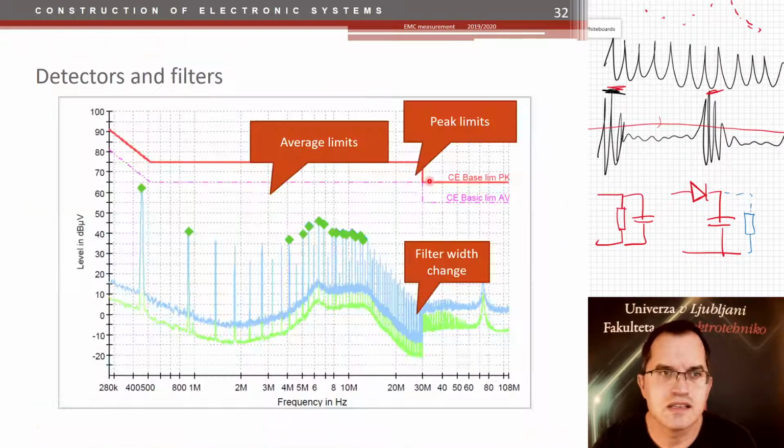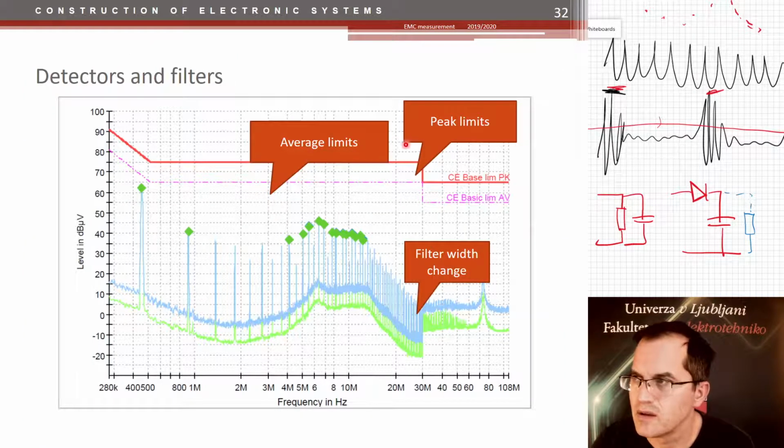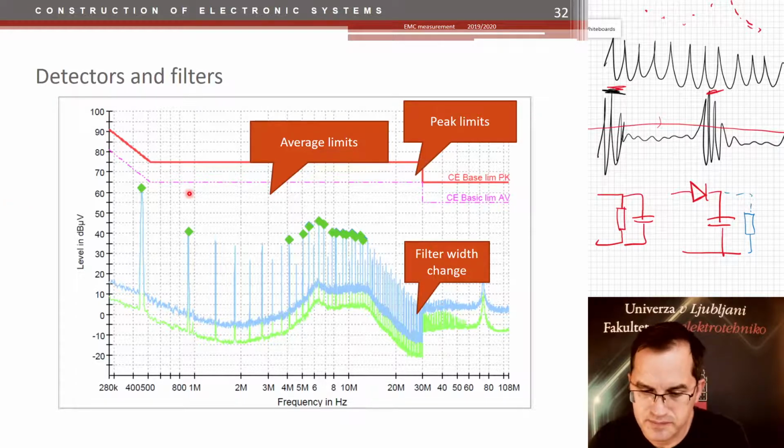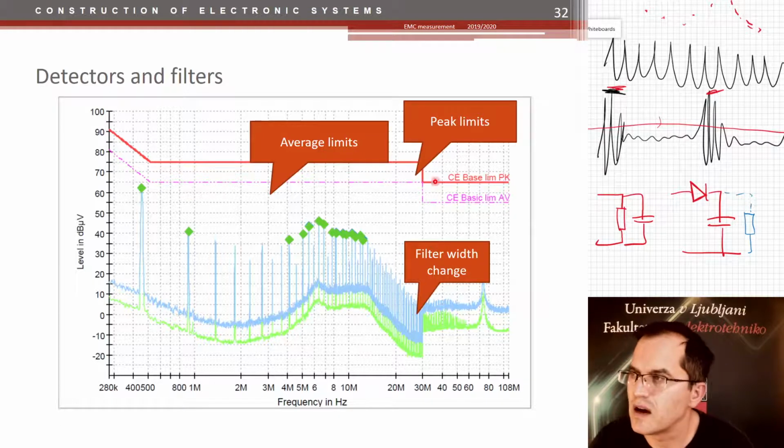Now, this is how the measurement result looks. We have peak limits, we have average limits. And the peak limits are higher than the average by 10 decibels. And these are the results. The blue are peak values, the green are average values. And these are peaks that are detected. These peaks are all below the average and peak limits, and that's okay then. And here at 30 megahertz, the filter changes.